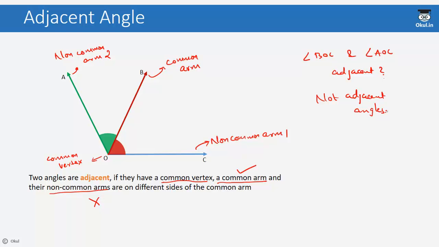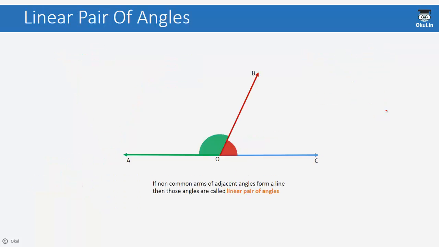Now in adjacent angles only, there is a property that is linear pair of angles. Now what it says is that if non-common arms of adjacent angles form a line, then those angles are called a linear pair of angles. So here, the non-common arms of adjacent angles. So first we see whether they are adjacent or not.